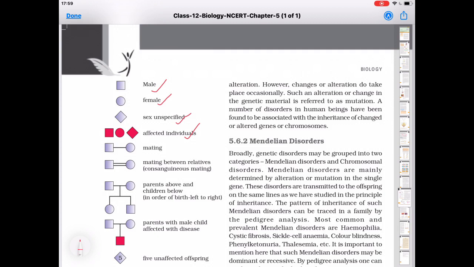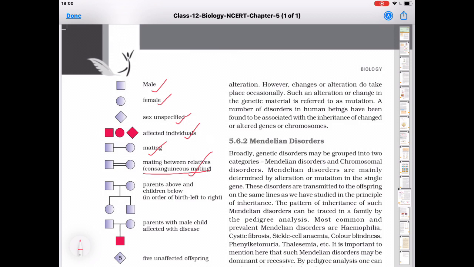The line between the square and the circle shows mating, that is, marriage. This is known as the horizontal bar between the square and the circle, which represents mating. If two lines are there, then this shows mating between relatives. Relatives means very close relations. This type of mating is known as consanguineous mating. Learn this term, consanguineous mating, that is mating between close relations.